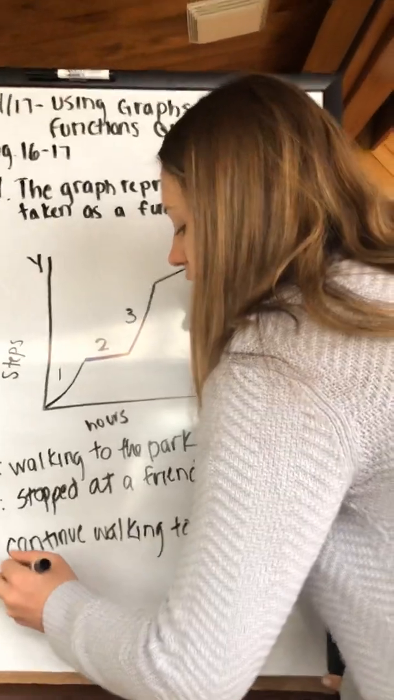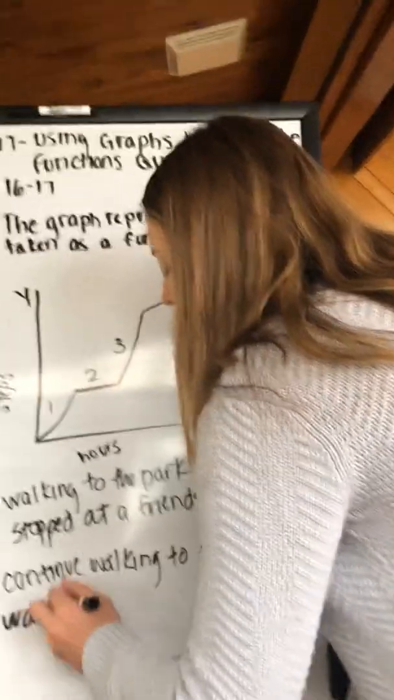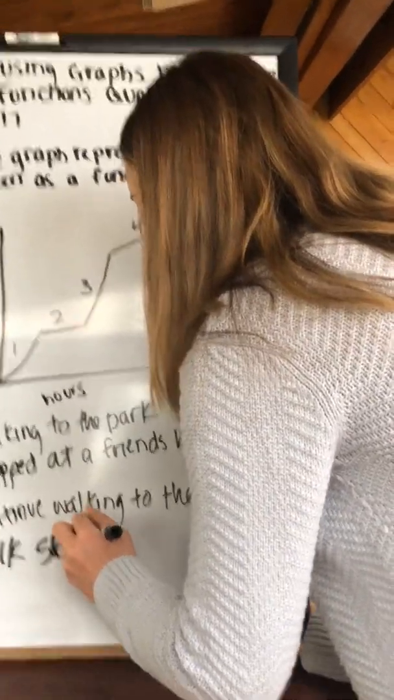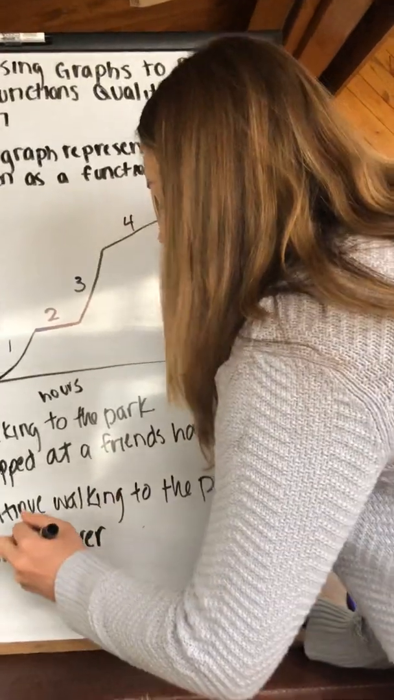So we are still moving, but we are walking slower. So section 4, we can walk at a slower speed.